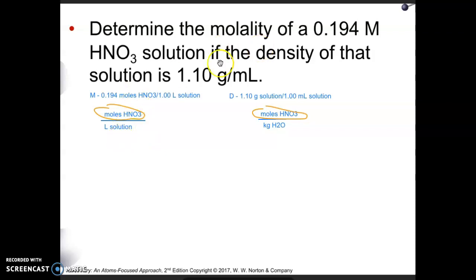The question is, how do I use the information that I have to turn the liters of solution into kilograms of water? Well, again, having our definitions in mind is going to play a significant role in solving this problem. If I start with my simple definition, 0.194 moles of nitric acid in 1 liter of solution, well, I can take this in a couple of ways. I can take that number of moles of nitric acid, turn it into grams of nitric acid, and I can take that liters of solution and turn it into grams or kilograms of solution. We'll just go with grams.